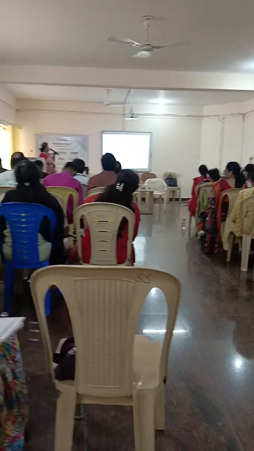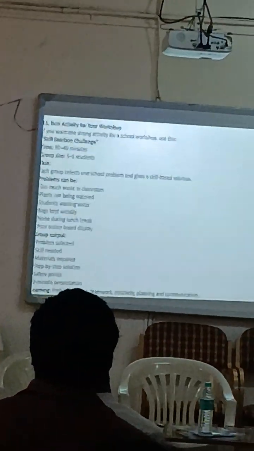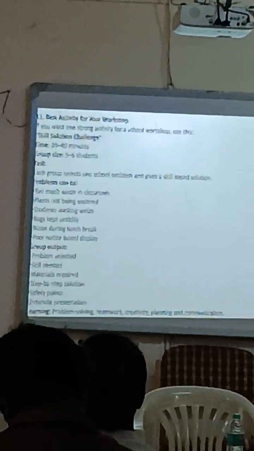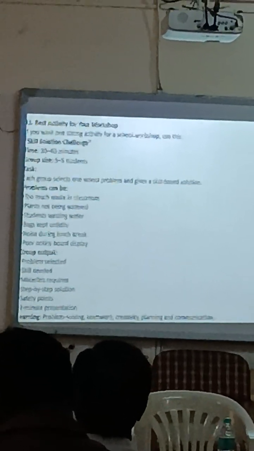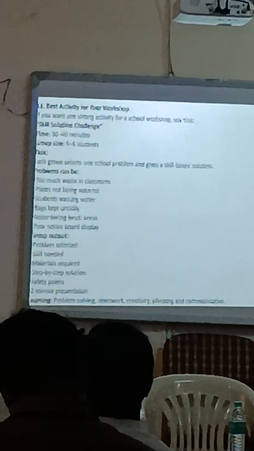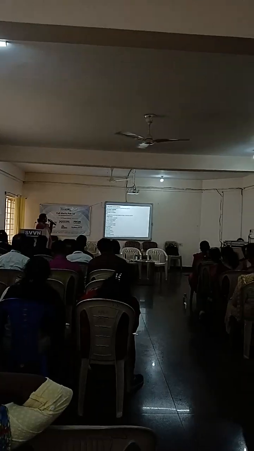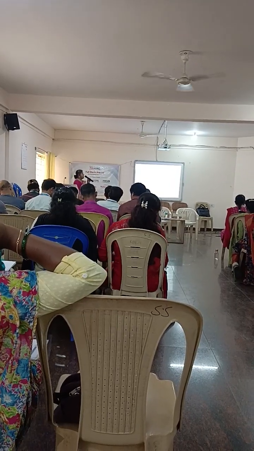Okay, so the best activity for your workshop, how to do that. If you want one strong activity for a school workshop, use this skill solution challenge. At least once a month, you can have this activity. The time taken is 30 to 40 minutes. Group size is 5 to 6 students. For each group, select one school problem and give a skill-based solution. So how can the children be used in this?